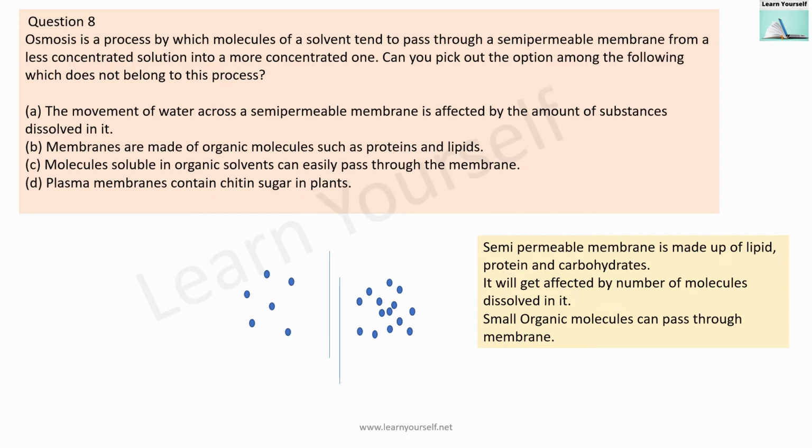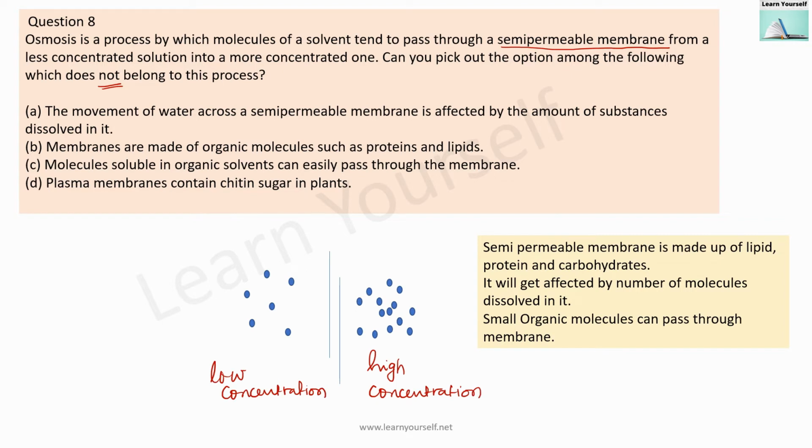Question number 8. Osmosis is a process by which molecules of a solvent tend to pass through a semi-permeable membrane from a less concentrated solution into more concentrated one. Can you pick out the option among the following which does not belong to this process? That means we have to find out a statement which is not true for the process of osmosis. Now first let us understand the process of osmosis in which we have two different concentrated solutions. One solution which has a low concentration and another solution which has a high concentration.